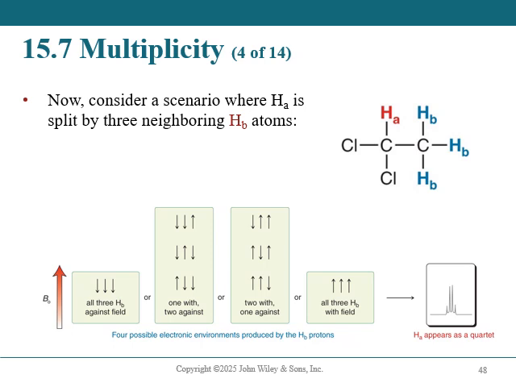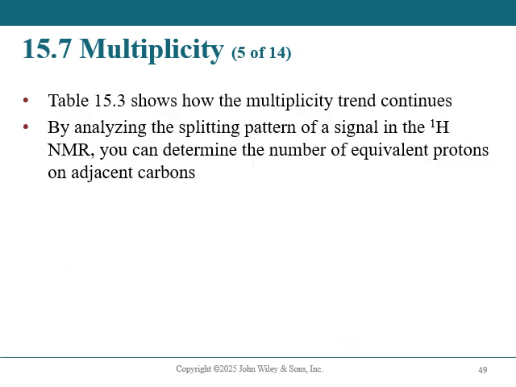Now in this case, let's look at a scenario where proton A is split by 3 different neighbors. So these 3. In that case, you actually have these 4 scenarios, and you get a peak that represents those 4 scenarios as well. And the table we're going to see next, that's 15.3. It will show you the multiplicity trend continues.